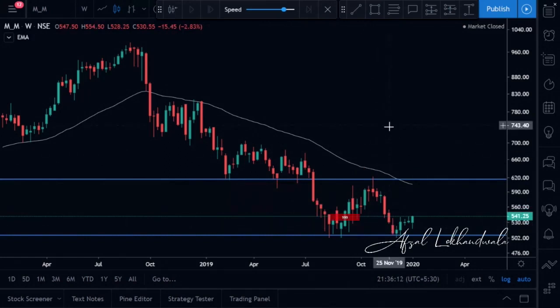I took this example because I had traded this chart and made a good amount on this one. I hope you understood this example.